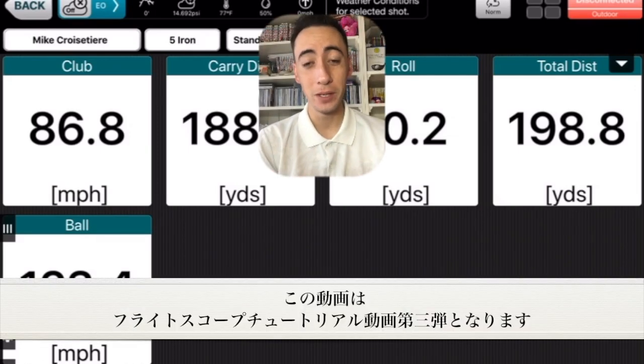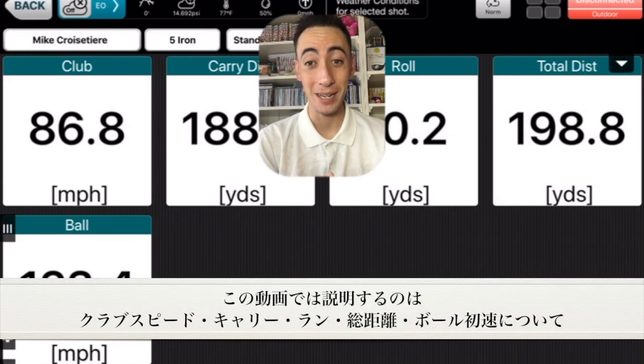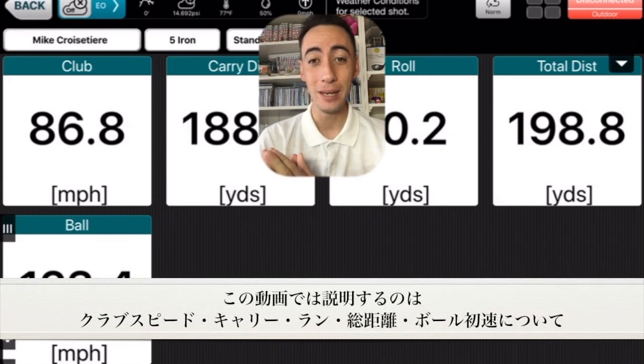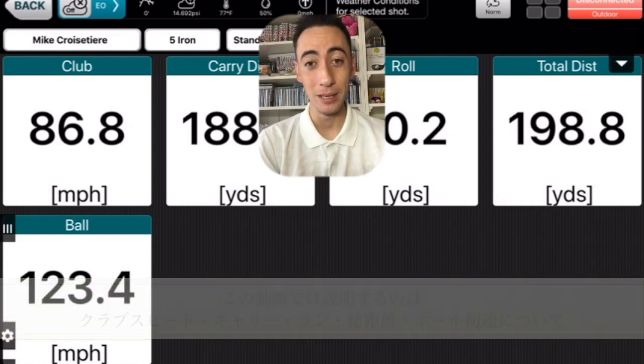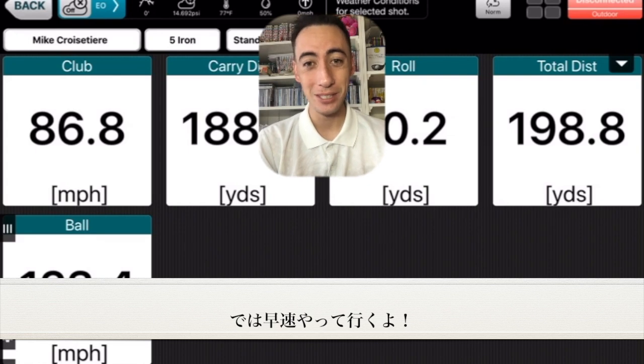Welcome to the third video of this Flightscope setup tutorial. In this particular video, we're going to be talking about the data points of club speed, carry distance, roll, total distance, and ball speed. So without further ado, let's go do this thing.